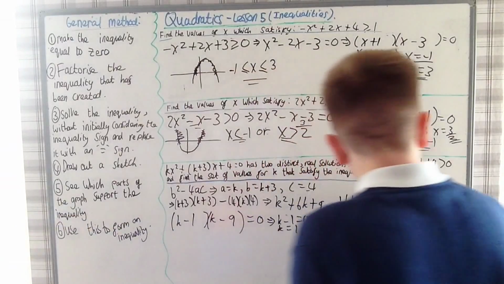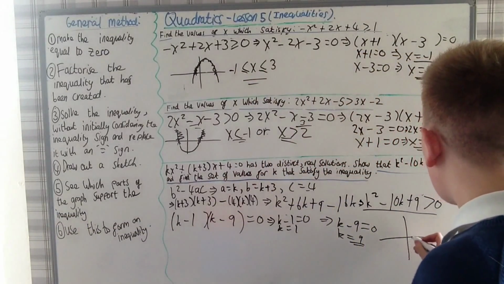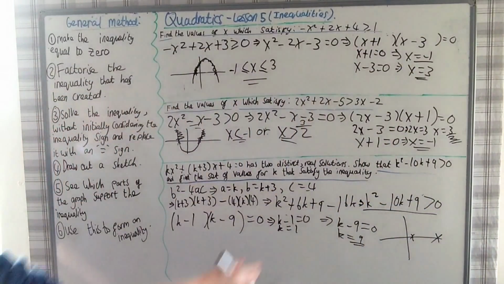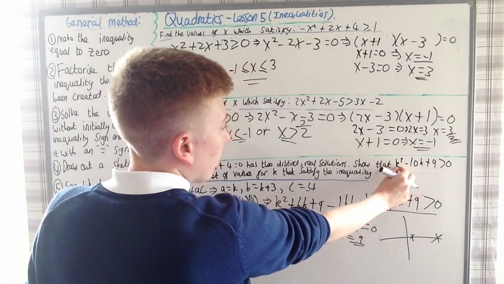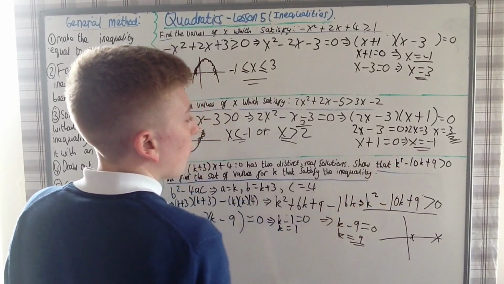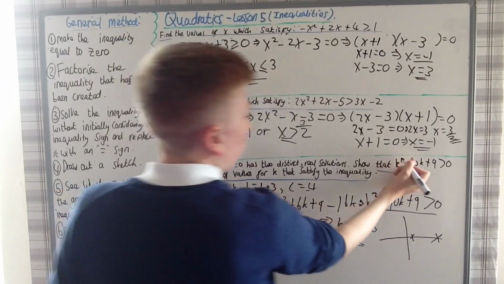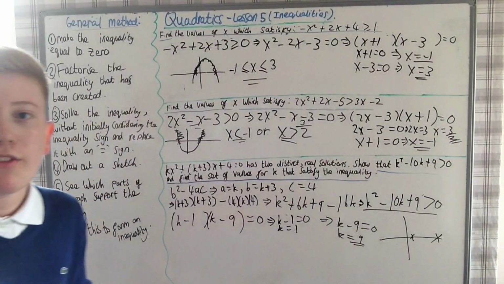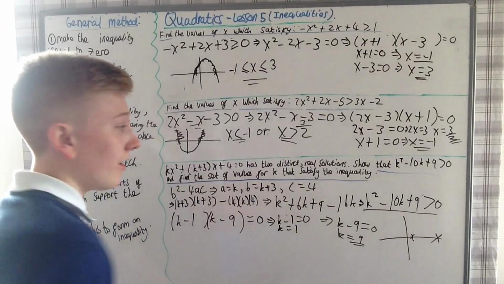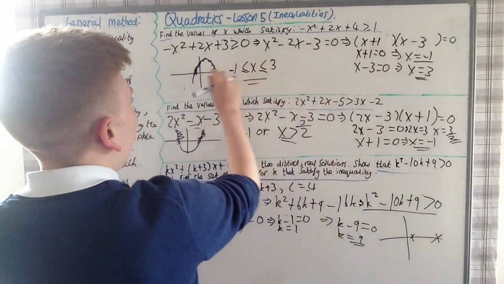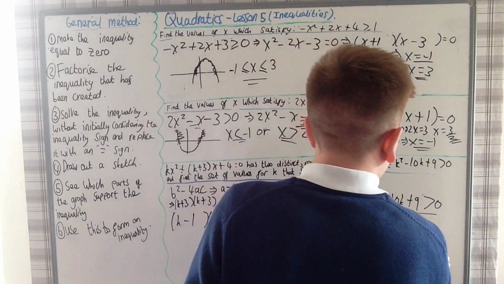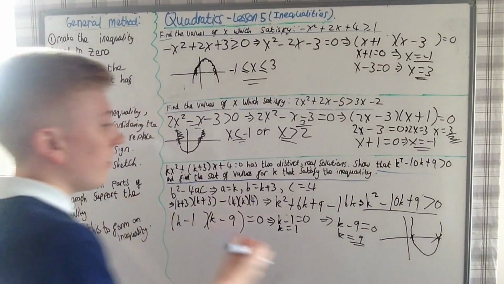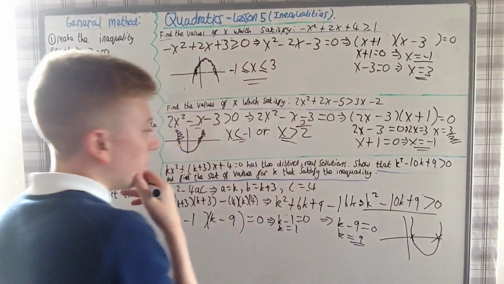Now let's sketch this diagram here. 1 might be there and 9 might be there. In this case, it's a positive coefficient of k. Okay? The coefficient is just positive 1. So the coefficient of x squared is 1. Therefore, it's going to be a U-shaped graph again. Okay? With a positive, it's a U-shaped graph. With a negative, it's an N-shaped graph. So it could look something like this, with once again a minimum point. And we're looking for where this is going to be greater than 0.